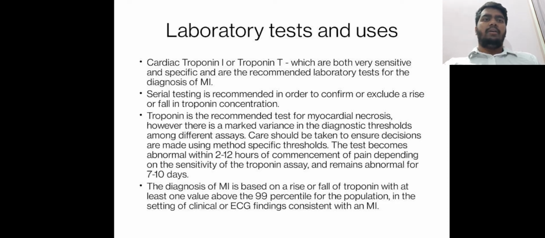Troponin is the recommended test for myocardial necrosis. However, there is marked variance in diagnostic thresholds among different assays. Care should be taken to ensure decisions are made using method-specific thresholds. The test becomes abnormal within 2 to 24 hours of commencement of pain, depending on the sensitivity of the troponin assay, and remains abnormal for 7 to 10 days. The diagnosis of MI is based on a rise or fall of troponin, with at least one value above the 99th percentile for the population, in the setting of clinical or ECG findings consistent with an MI.